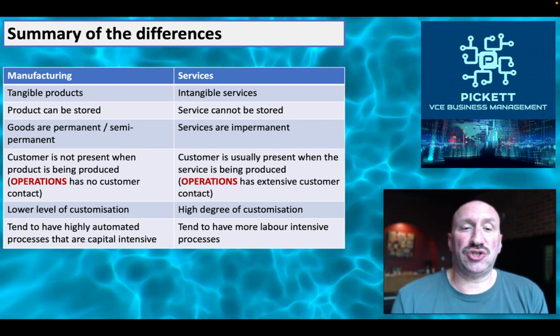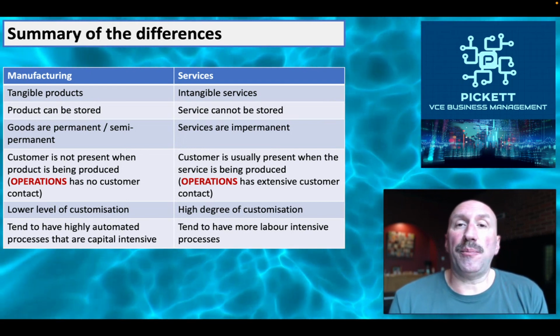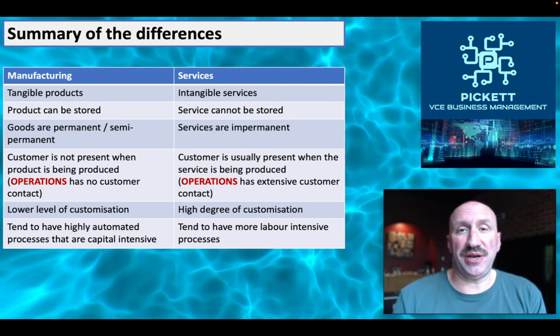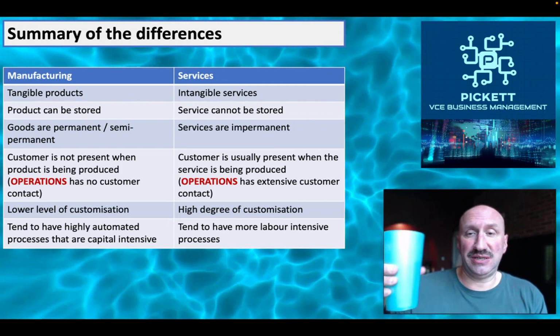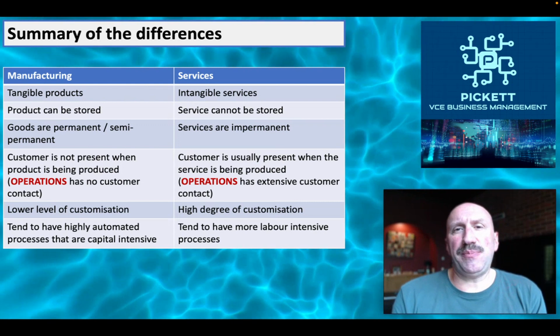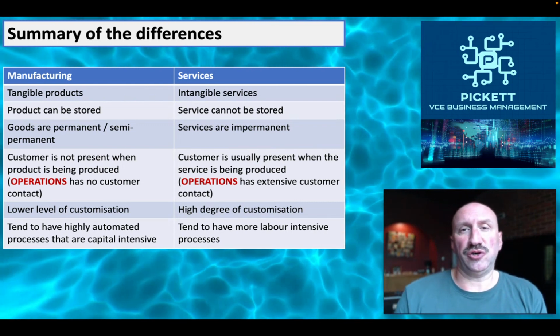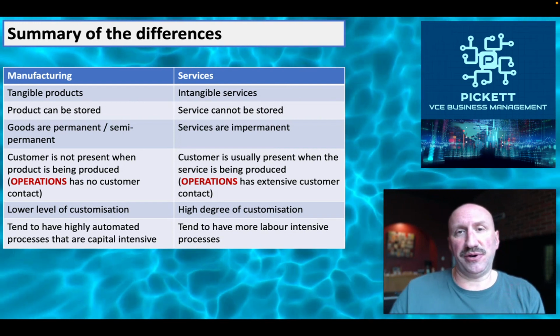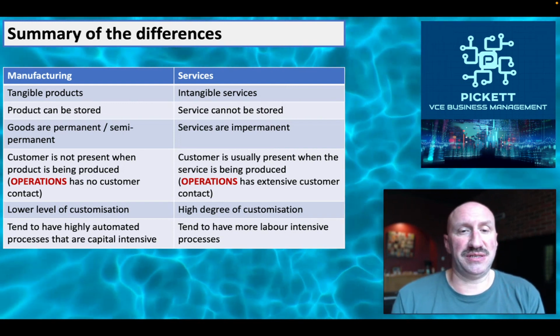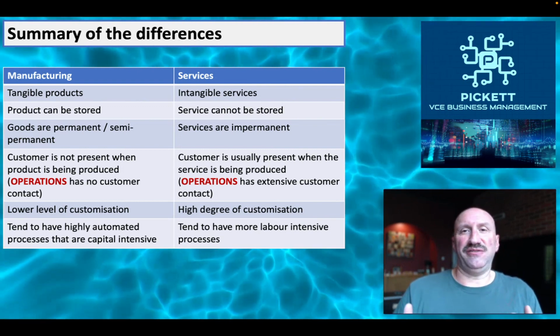Products can be stored, whereas services cannot be stored. Goods are permanent or semi-permanent. In other words, once you produce this, it exists kind of forever. The semi-permanent refers to perishable goods such as foodstuffs, which obviously exist now, but in a certain period of time it will degrade and it will no longer exist. Whereas services are impermanent. They don't exist in a physical form.